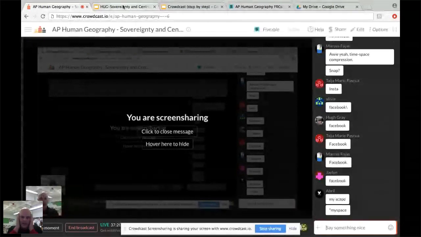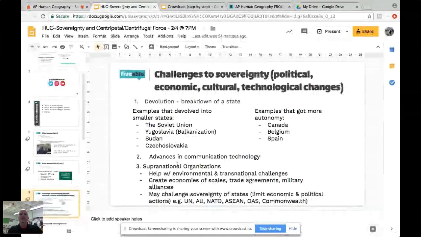Then we have supranational organizations. All right, supranational organizations can help with environmental and transnational challenges. So for environmental reasons, think of like the Kyoto Protocol or the Paris Accords, which are trying to get a number of countries to reduce their carbon emissions, to reduce the amount of plastic that they are dumping into the seas, things like that. And transnational challenges, going from one country to another.